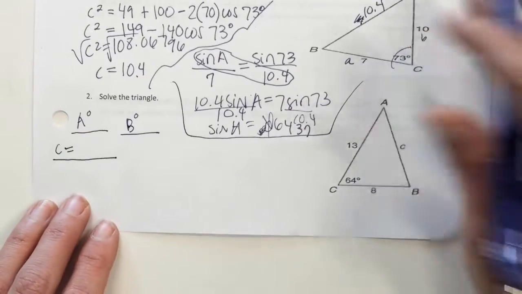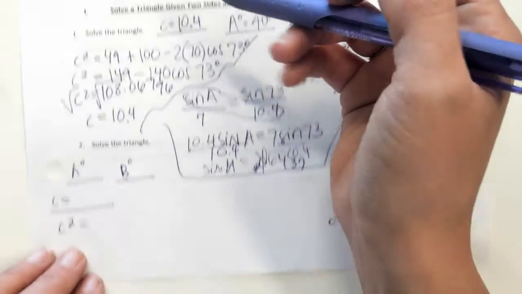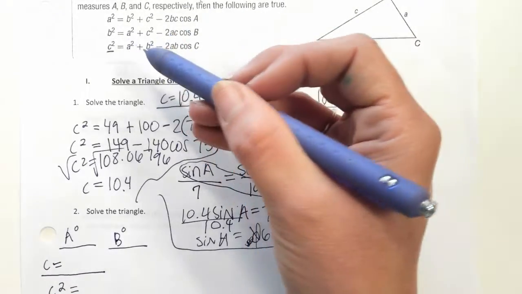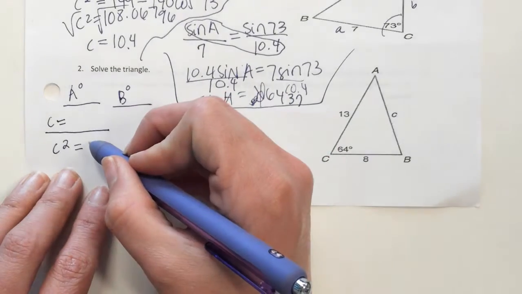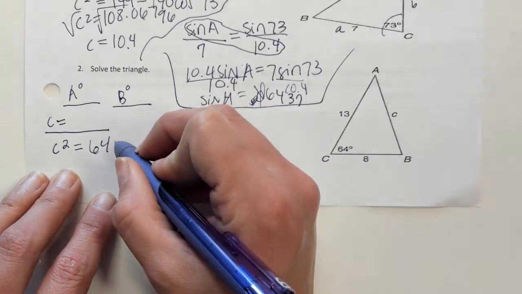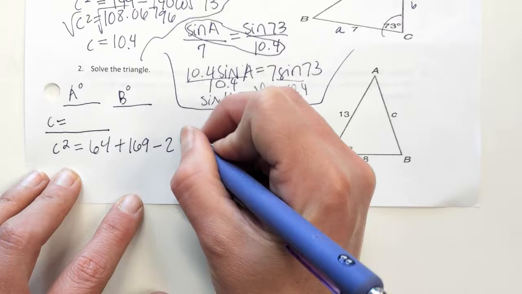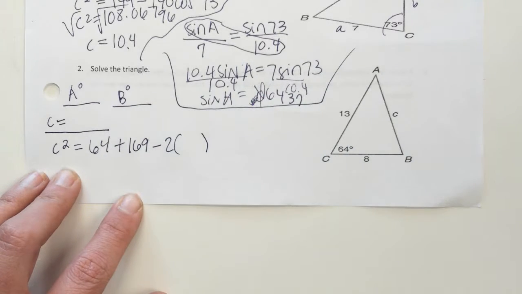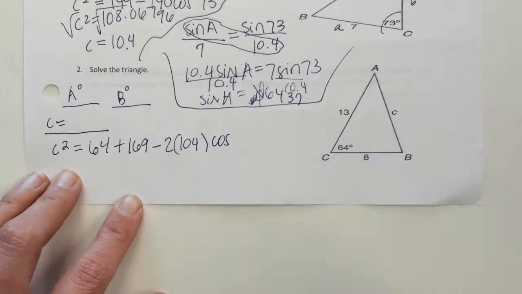Alright, so let's set that up. We got c squared equals, and I'm following this formula from up here. The next part is a squared plus b squared. What's our a squared going to be? 64. What's b squared? Very good. Minus 2 times a times b. What's a times b? Anybody? 104. Okay. And then cosine of what?